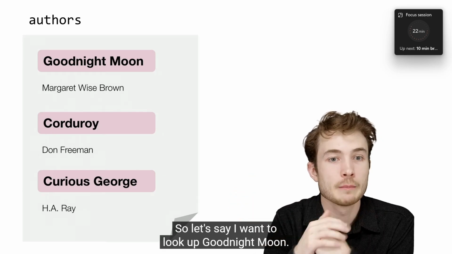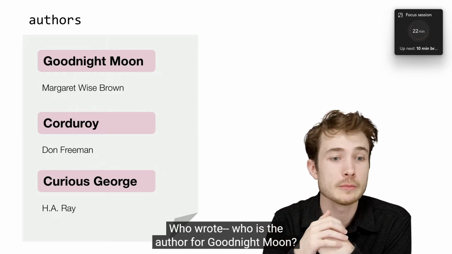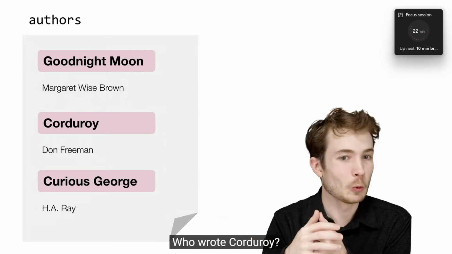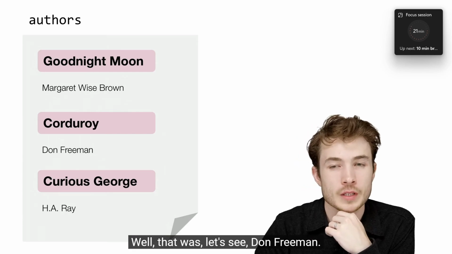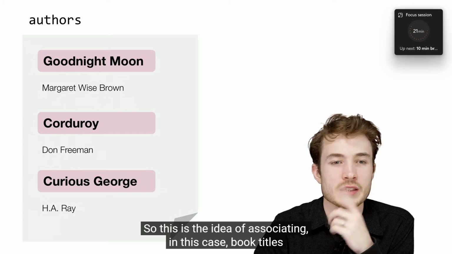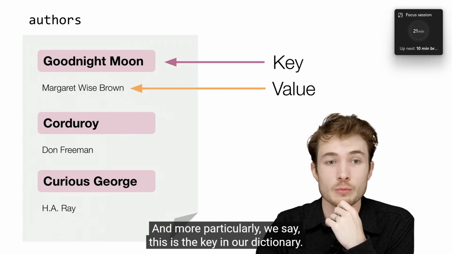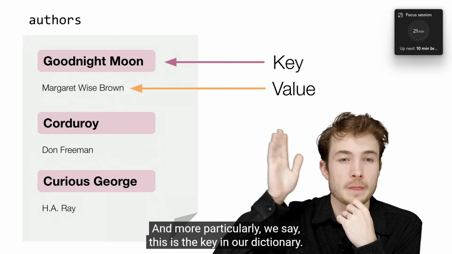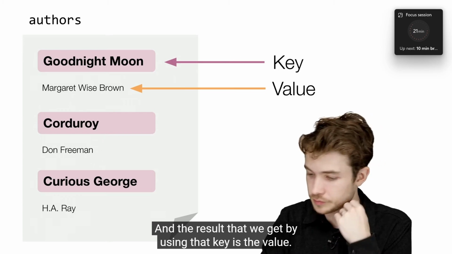So let's say I want to look up Goodnight Moon. Who is the author for Goodnight Moon? Well, it's Margaret Wise Brown. Same for Corduroy. Who wrote Corduroy? Well, that was, let's see, Don Freeman. So this is this idea of associating, in this case, book titles with their authors. And more particularly, we say this is the key in our dictionary, and the result that we get by using that key is the value.